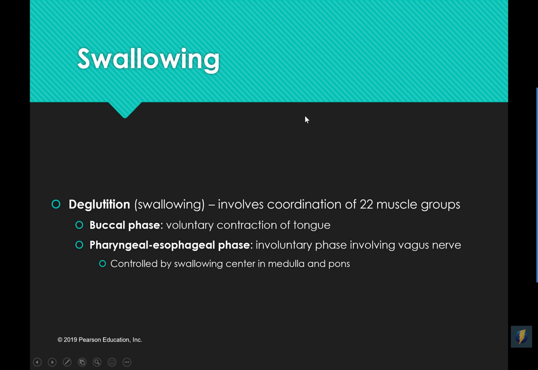The proper term for swallowing is deglutition. It's actually an action that involves 22 different muscle groups, which is crazy just to swallow our food. There are two phases to swallowing. The buccal phase, which is that voluntary phase, and then the pharyngeal and esophageal phase, which is more that involuntary phase, controlled in the brainstem using the primary parasympathetic vagus nerve.